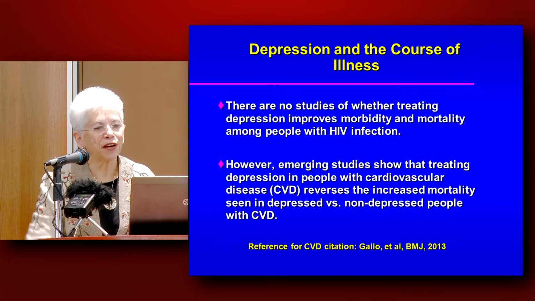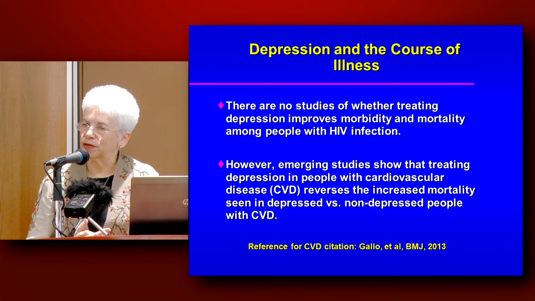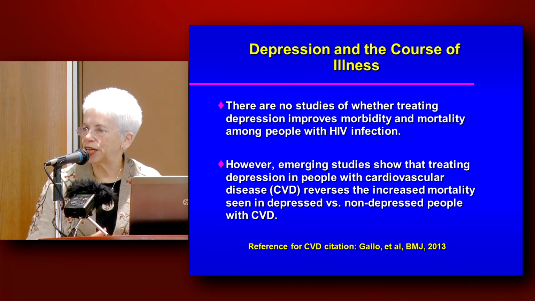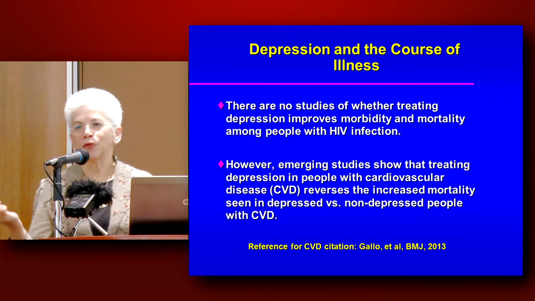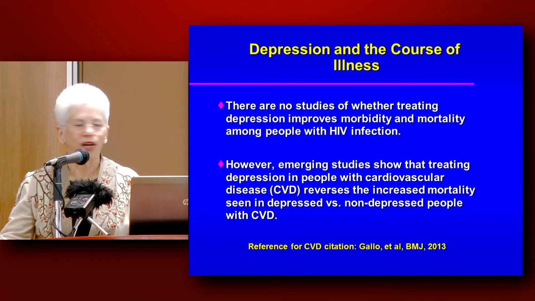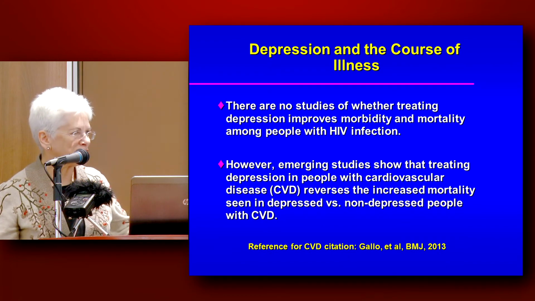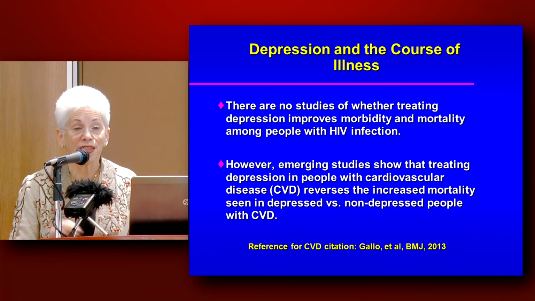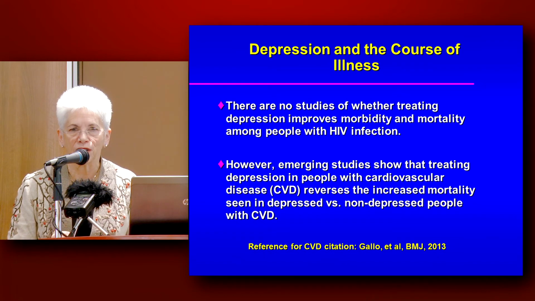But I did find it very interesting that there was a recent study that was published that looked at depression in patients with cardiovascular disease. So we know that people with cardiovascular disease and depression die sooner than people who aren't depressed and have cardiovascular disease. It looks like HIV in that way. And cardiovascular disease is much more common. And there have been a series of studies done in treating people for depression with cardiovascular disease.